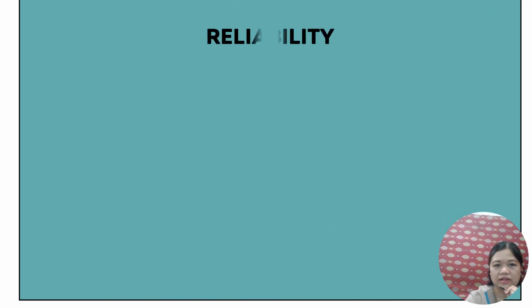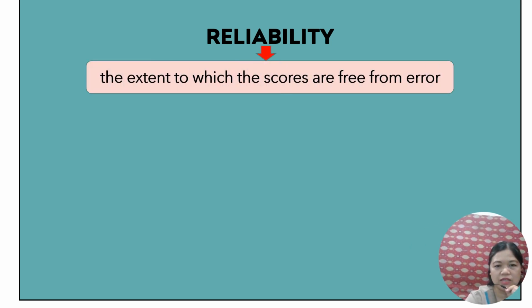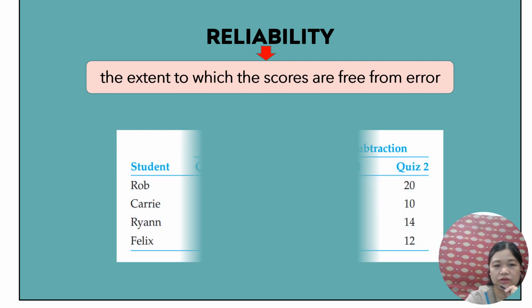All right, for our next topic, reliability. Reliability is the characteristic of sound assessment. For classroom observation or classroom assessment, reliability refers to the extent to which the scores are free from error.